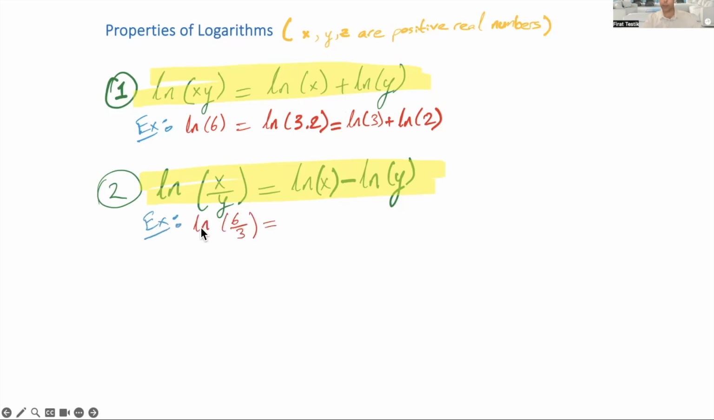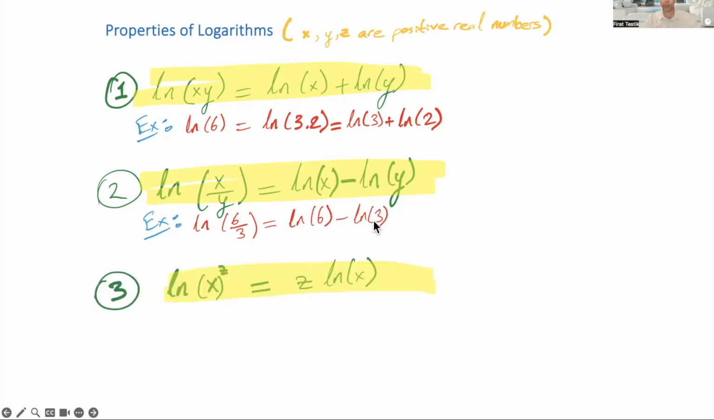As an example, consider natural logarithm of 6 over 3. We can write this as ln 6 minus ln 3. As the third property, consider ln x to the power z.